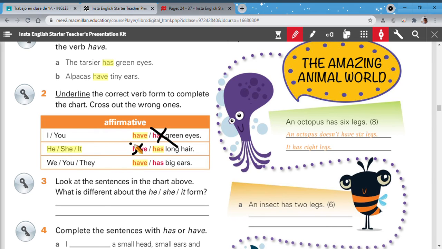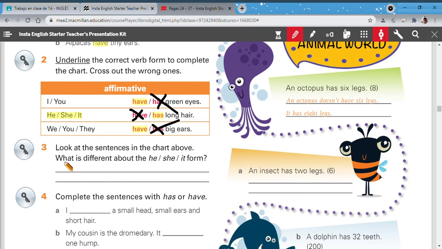She have is not correct. It have is not correct. And here, we, you, and they have. That is correct. If you say we has, it's not correct. You or they has is not correct. So focus on this part. This is very important if you want to do this activity.